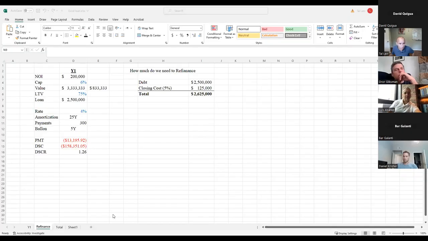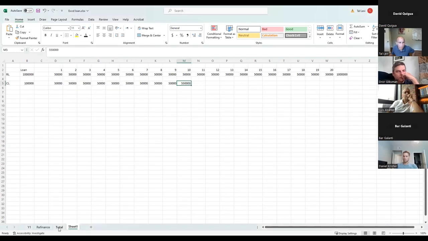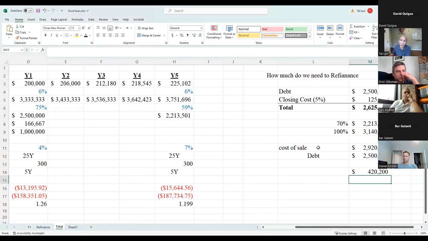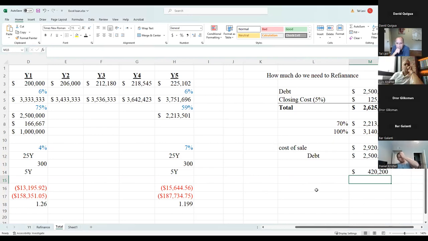I wanted to go back to the spreadsheet. Now, you mentioned that based on the math, the only way for the property to pay the balloon off, to pay the mortgage off, is by selling the property, and he, she, or they will be taking a loss.